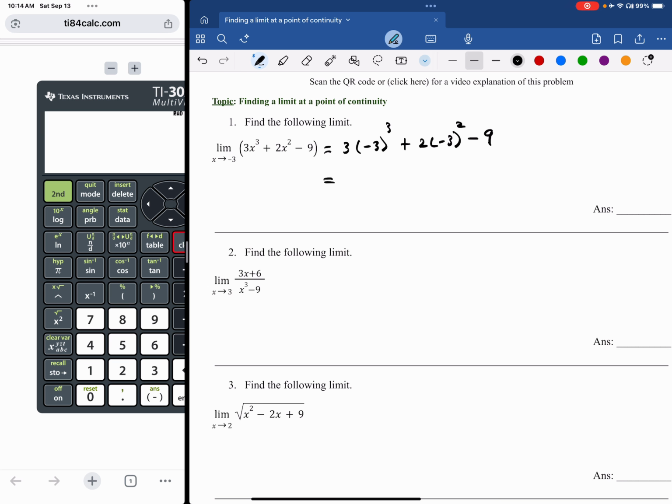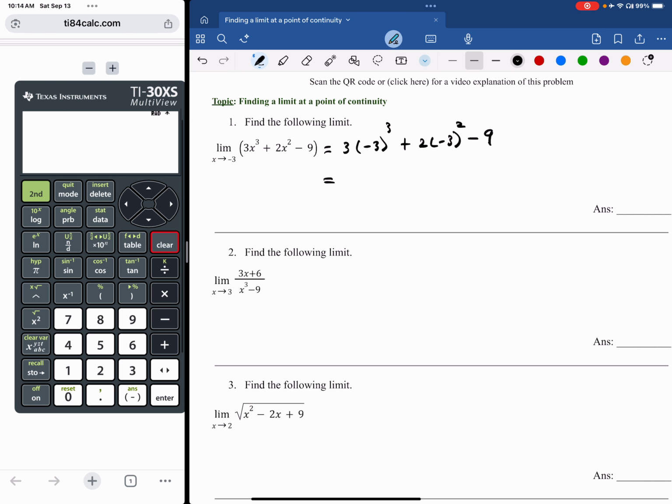I'm going to go ahead and use my calculator here. Plug it in. 3 times -3 cubed. Make sure you get out of the exponent. Plus 2 times -3 squared. And then we have a minus 9. I hit enter, and I'm getting a value of -72. So by direct substitution, we plugged it in, we got a number. That number is our answer. If you get a number, that's your answer. Let's try the next one.